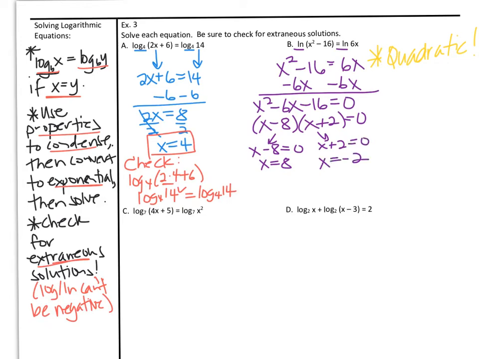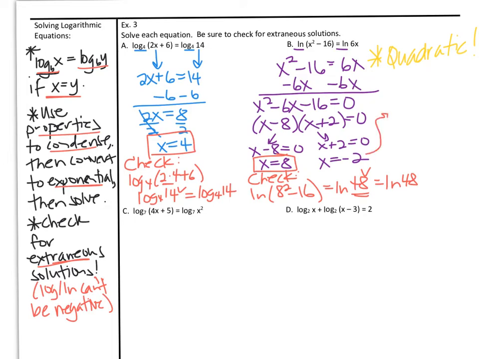Once we get our solutions, we have to check them. If we plug in 8 for our ln, we would have ln of 8 squared minus 16. Well, 8 squared is 64, minus 16 would be ln 48. 48 is a positive value. We're in good shape there. On the right, if we take ln of 6 times 8, we also get 48. So we have a match. x equals 8 is a valid solution.